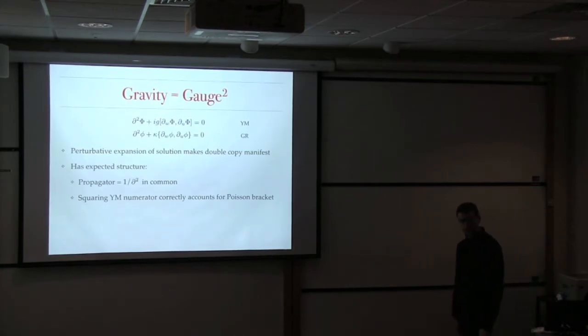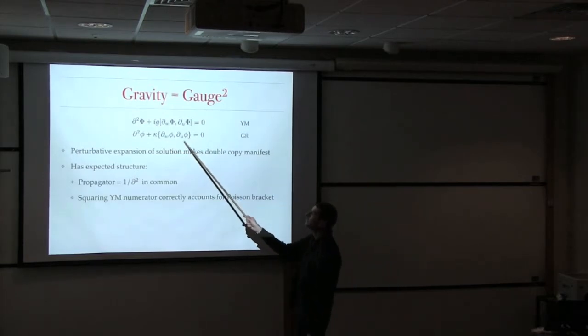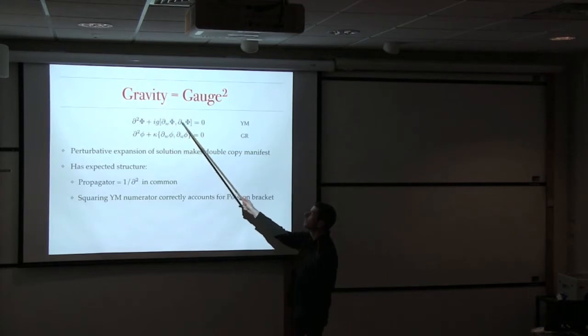I count the derivatives. Well, there's a derivative hiding in the Poisson bracket, so this vertex here is two derivatives acting on two of the fields. This is one derivative on each of the fields.